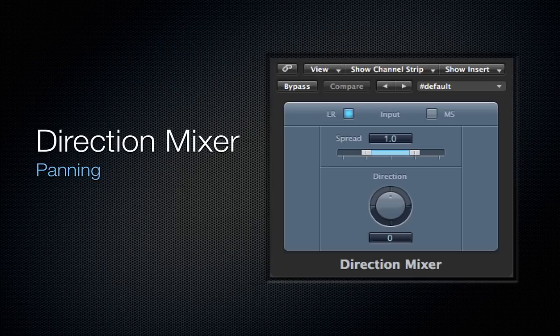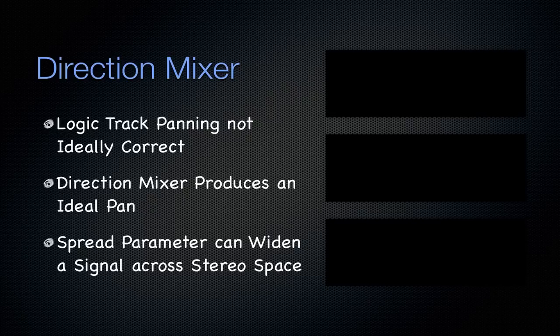Next is going to be the direction mixer. It's just panning, very simple. Ideally, Logic's track panning is incorrect. What do I mean by this? If you have a certain track and you want to pan it using the Logic panning, say for example you pan it to the left, what this does is it lowers the volume in the right channel. So this is a problem, right? Because if you have a certain stereo signal being sent through it, you're losing information in that right channel.